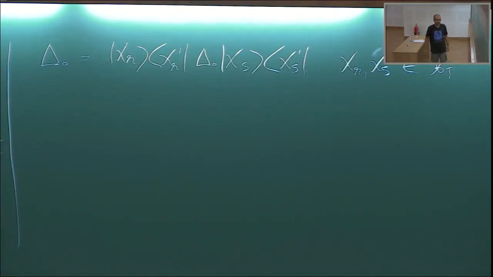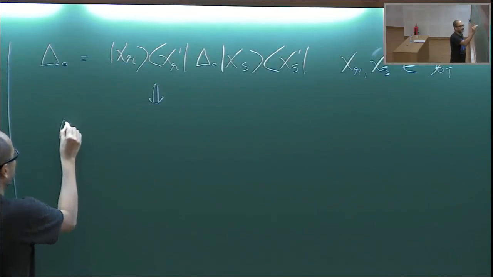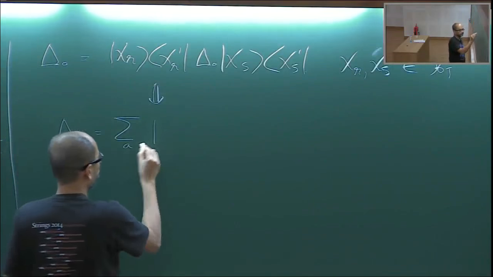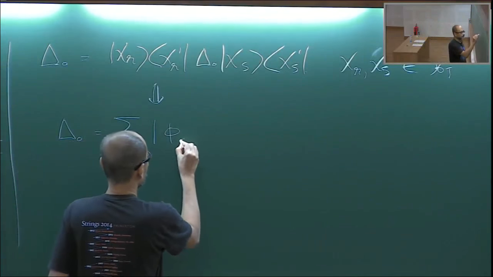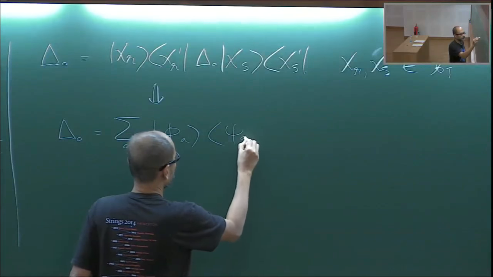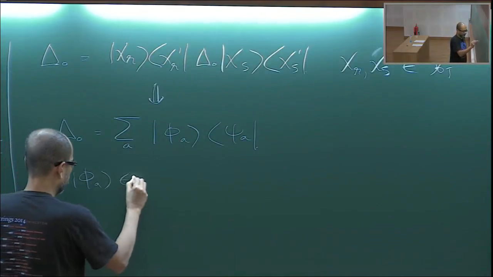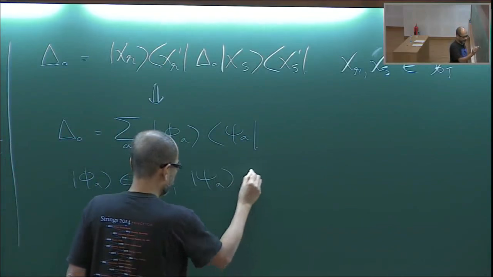Because eventually what I'm going to get at is the following. Okay, so what I'm going to get at is that this means that we can write delta naught in the following way: as sum over A. Let me use the same notation I have used there. Sum over A phi A psi A, where phi A is in H hat T and psi A is in H hat T.